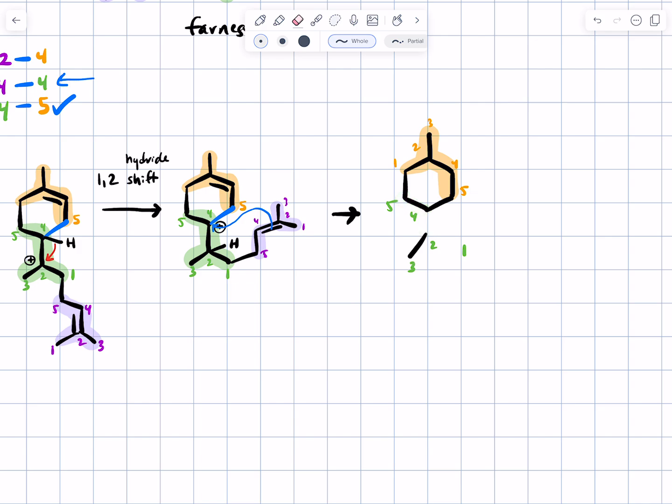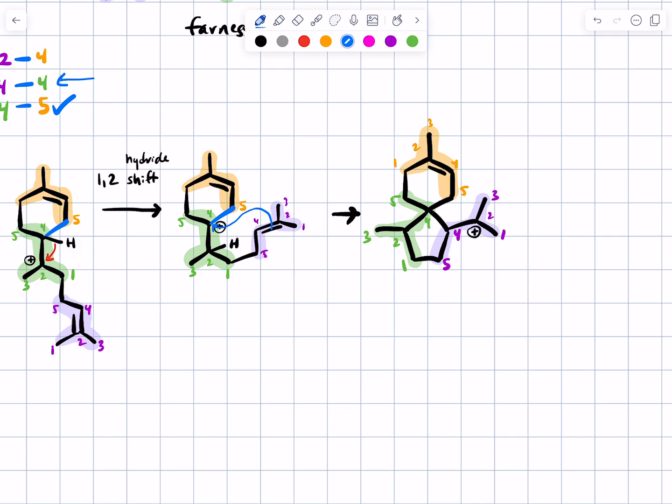I screwed up. Oops, keep getting the eraser. Okay, and there's the purple isoprene unit. 1, 2, 3, 4, and 5.